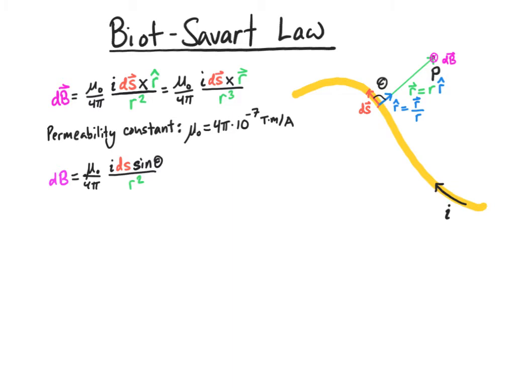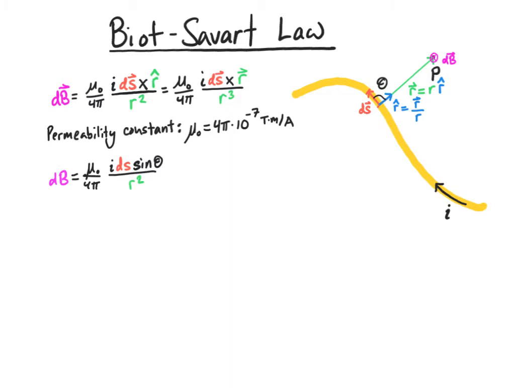And the reason for that, well, if point P is over here, then theta would be 0, and the sine of 0 is 0, and so dB would be 0. Or alternatively, the cross product between two vectors that are pointing in the same direction is 0.